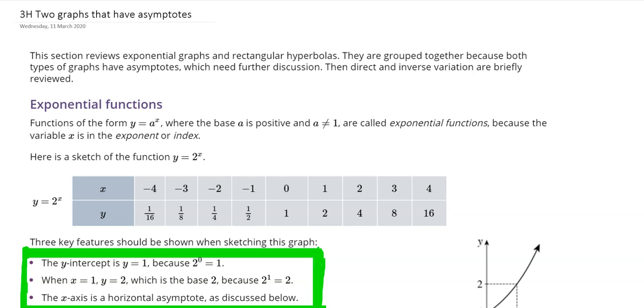So 3H, two graphs that have asymptotes. The section today is going to be somewhat, well, there's parts in it that you've seen before. For instance, the exponentials, and I think we maybe touched very briefly.